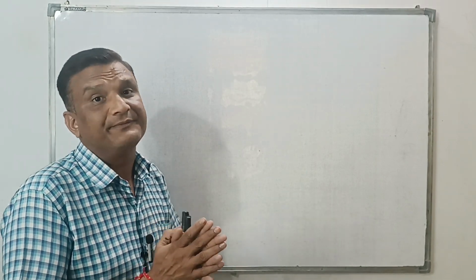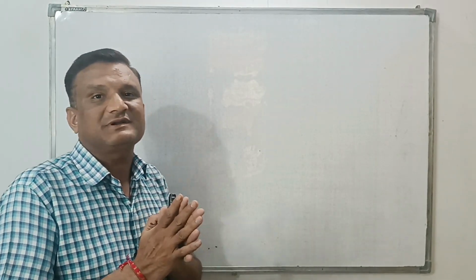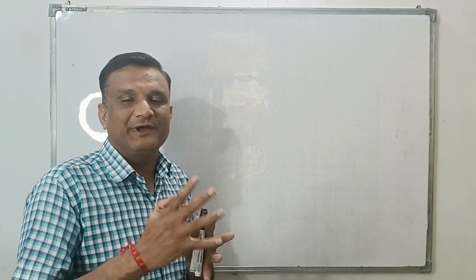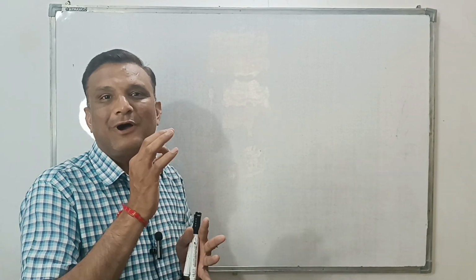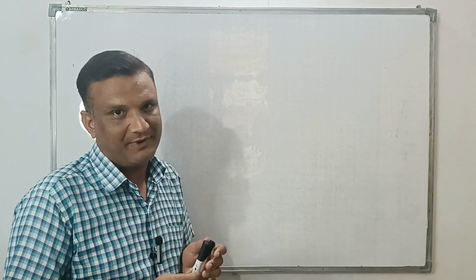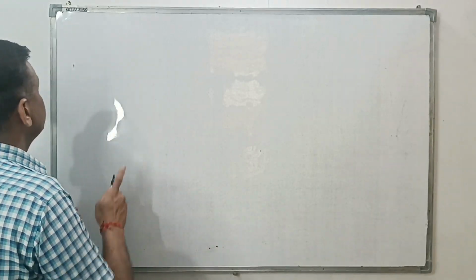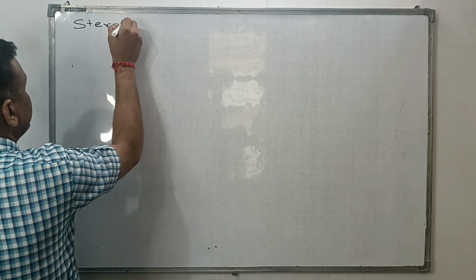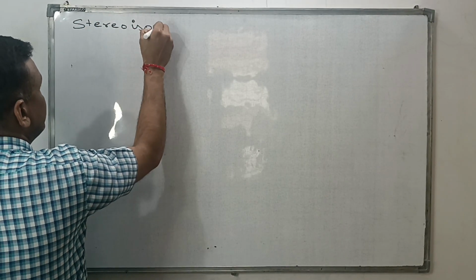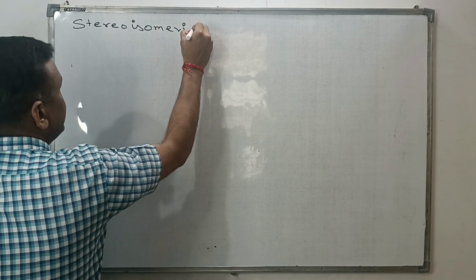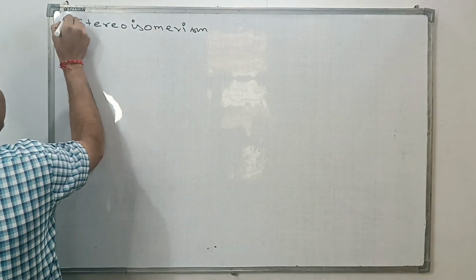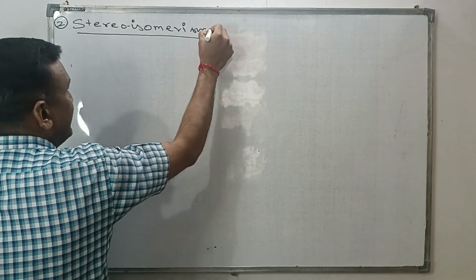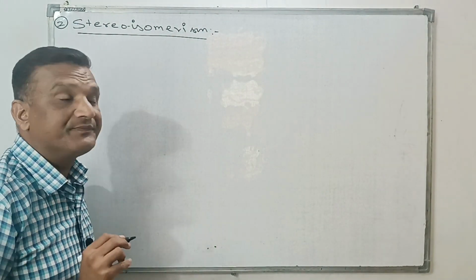In the previous video, we discussed a lot of topics regarding coordination chemistry. Today we will discuss stereoisomerism in coordination compounds. This is the second part of isomerism, stereoisomerism. In the previous video, we discussed structural isomerism.